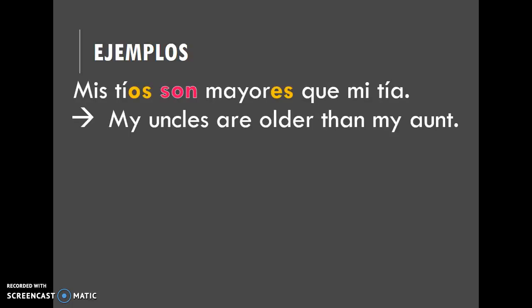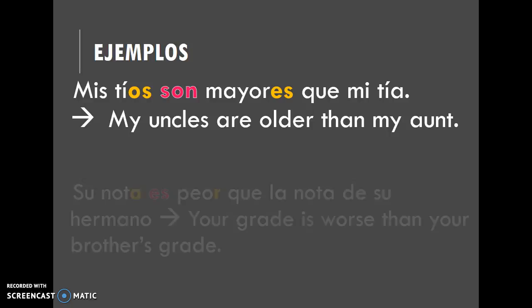All right, so we have some ejemplos so you can see how this all comes together. Por ejemplo, mis tíos son mayores que mi tía. And that translates to my uncles are older than my aunt. So notice we have our form of ser that comes before mayor. We had to make mayor agree with tíos because that was our first noun that we were talking about. Finish it up with the word que. All right, so mis tíos son mayores que mi tía.